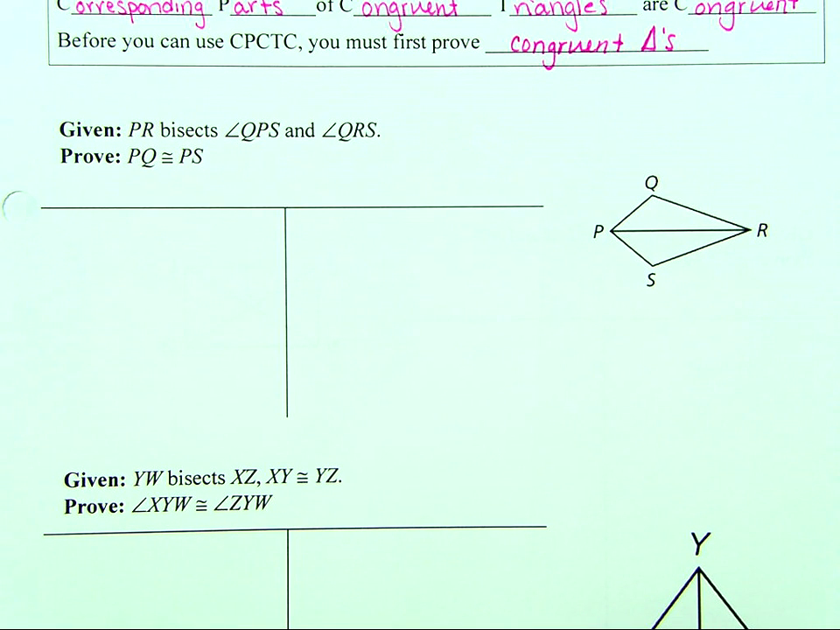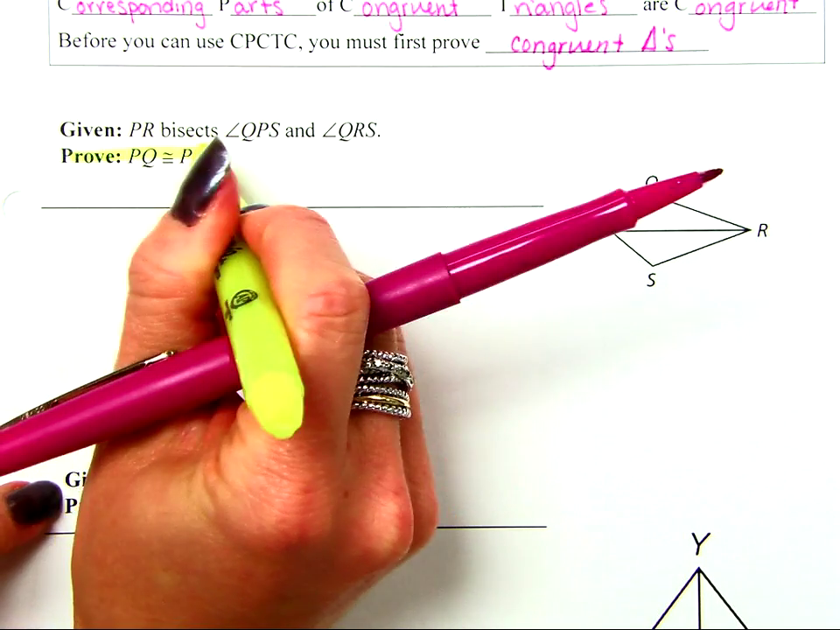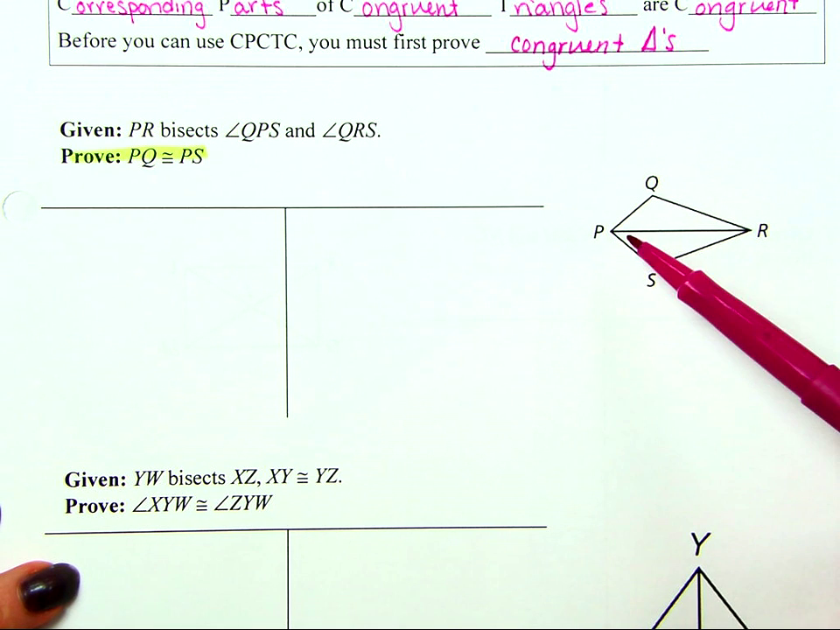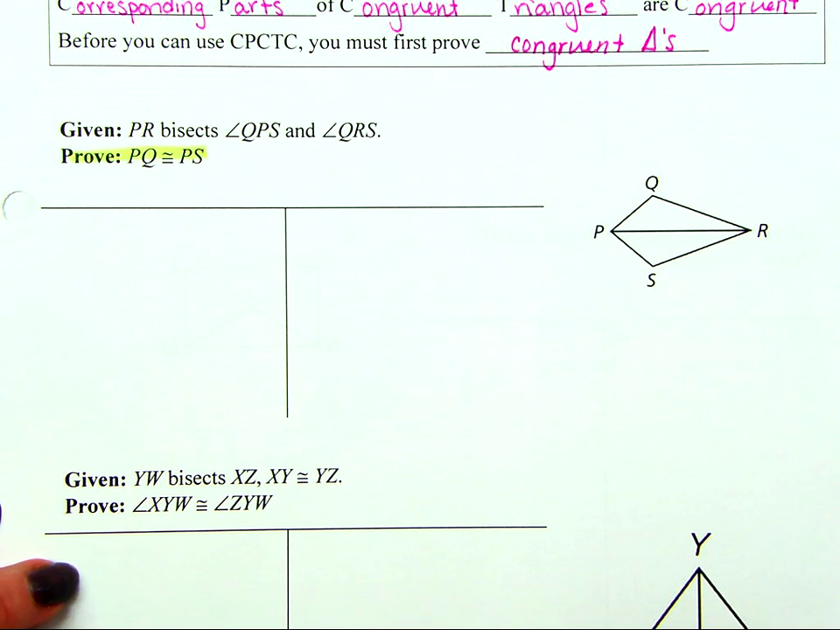On my first proof, I'm given that PR bisects angle QPS and angle QRS. You'll notice what I'm trying to prove here is a little bit different. I'm trying to prove that segment PQ is congruent to segment PS. Well, would you agree that segment PQ would have to be congruent to segment PS if my triangles were congruent? So that's going to be our plan.